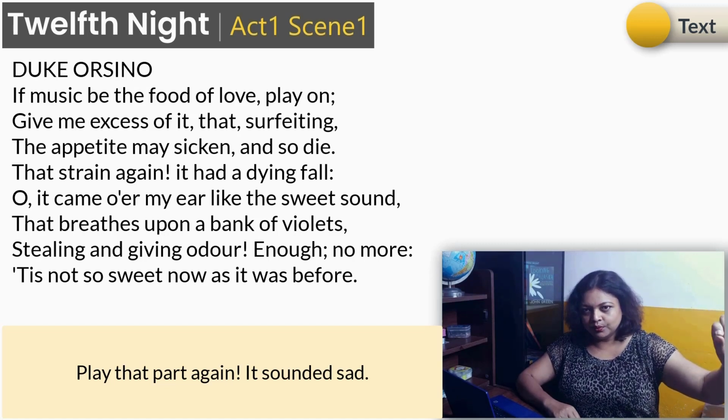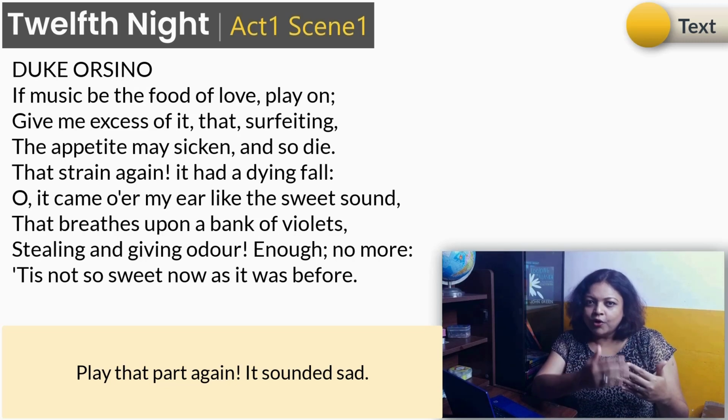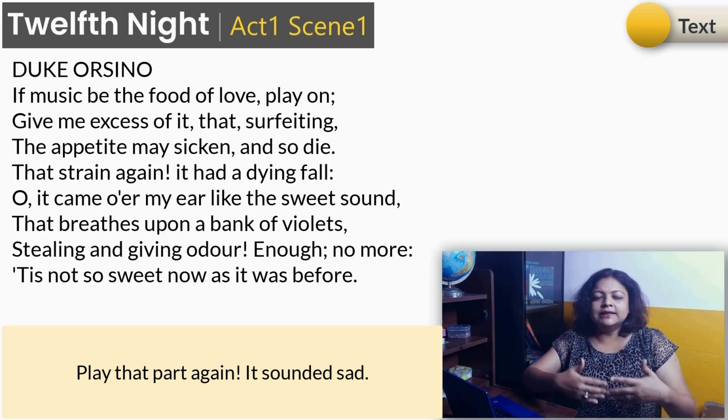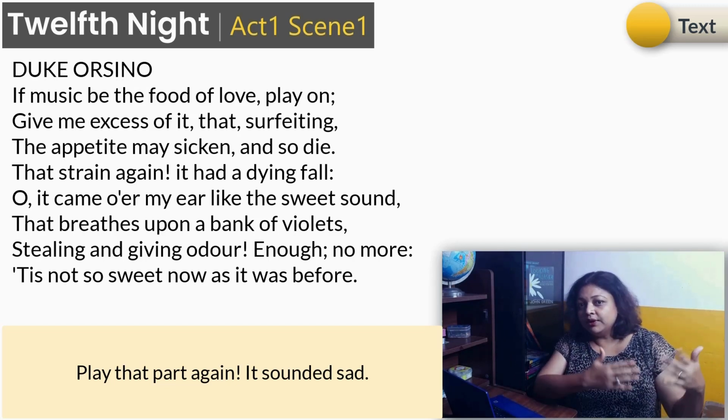So that tone which hit him at that moment had a kind of dying fall, like a crescendo, or as if it was the final moment you have in a musical composition, and he wants it to be replayed.